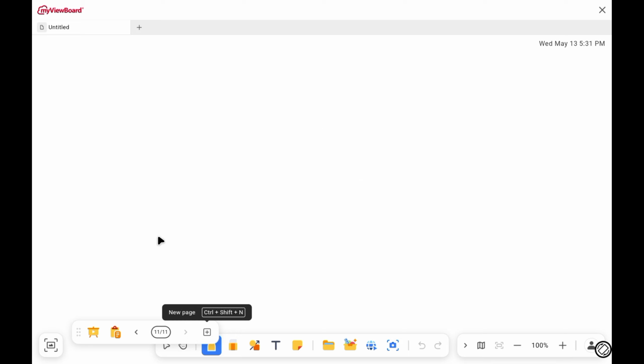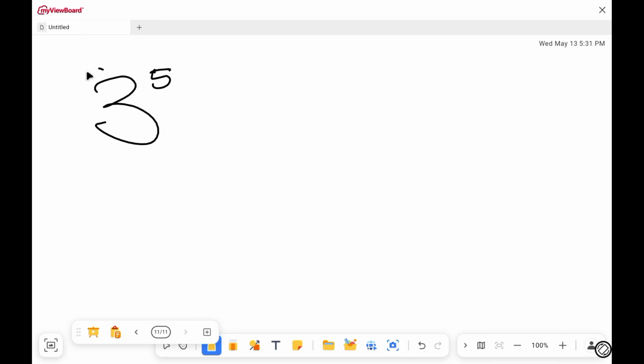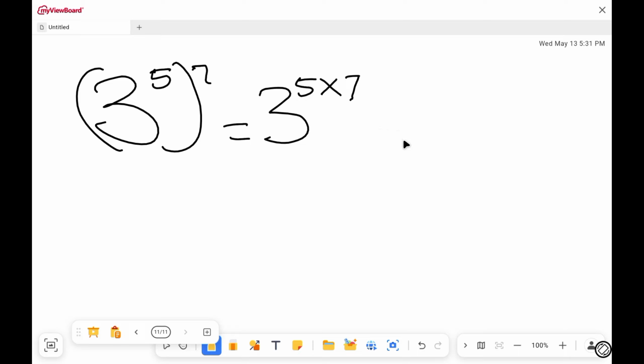Let's get another example. Let's assume we have 3 raised power 5, all in bracket, raised power 7. What would that become? You have to multiply the powers together. That now becomes 3 raised power 5 times 7. So that's 3 raised power 35. That's correct. You're doing good.